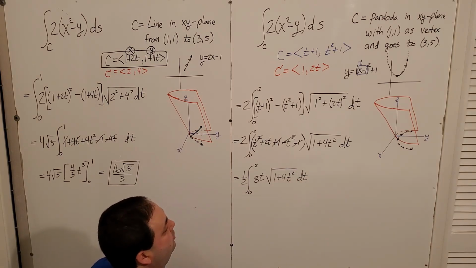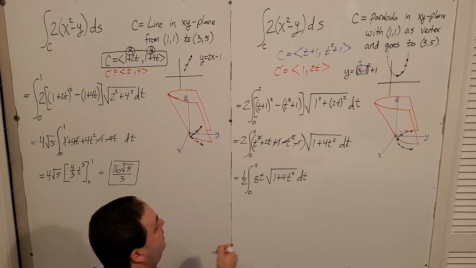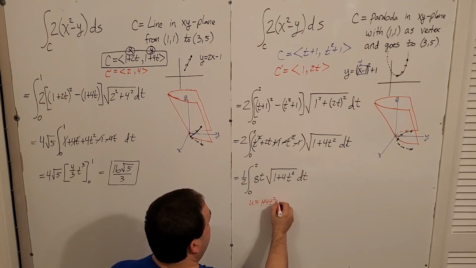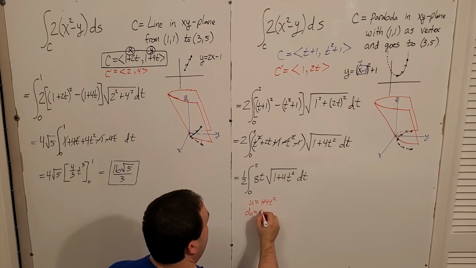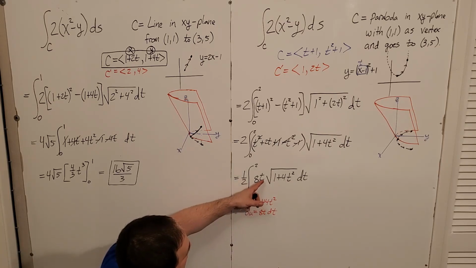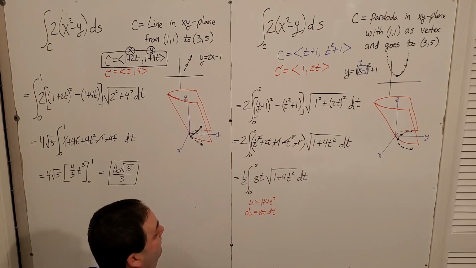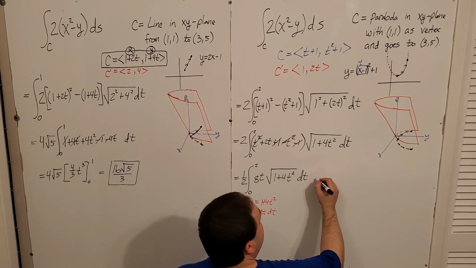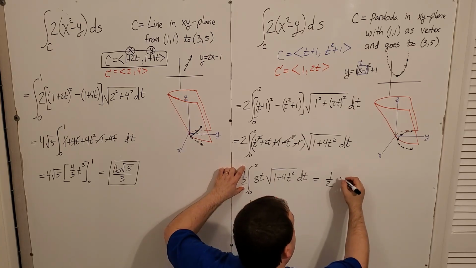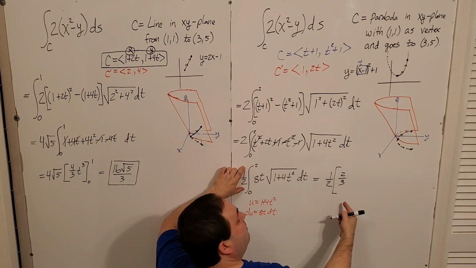That one's ready for substitution. Your substitution there would be letting u equal to 1 plus 4t squared. So my du would be the 8t dt. And of course, that's going to be the square root of u. And when I integrate that, I'm going to get to the 3/2 power. Okay? So I've still got my 1/2 out here from here. And then I've got 2/3 from dividing by the new power.